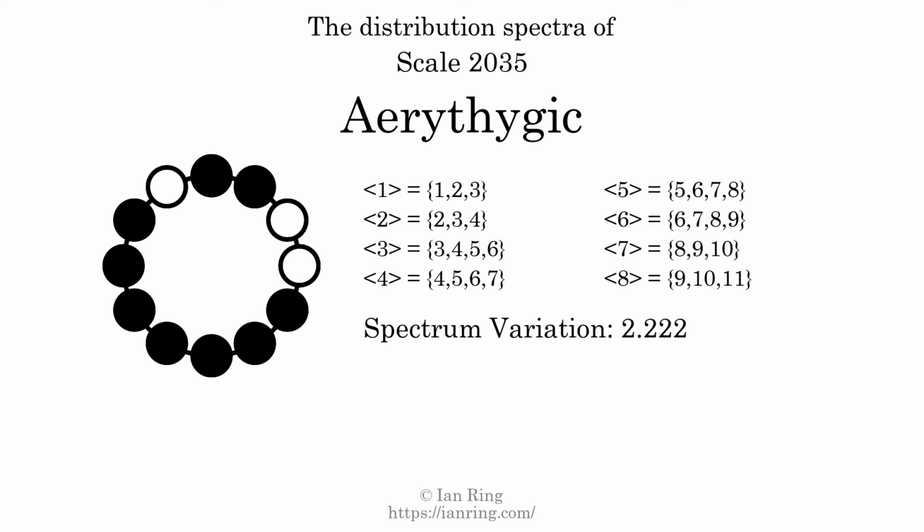The spectrum width of this generic interval is 2. The spectrum variation is the sum of all the widths, divided by the number of tones. The spectrum variation of this scale is 2.222. Since the variation is greater than 0, this indicates that the scale is not perfectly even. The highest spectrum width is 3. Since this is greater than 1, we know that this scale is not maximally even.